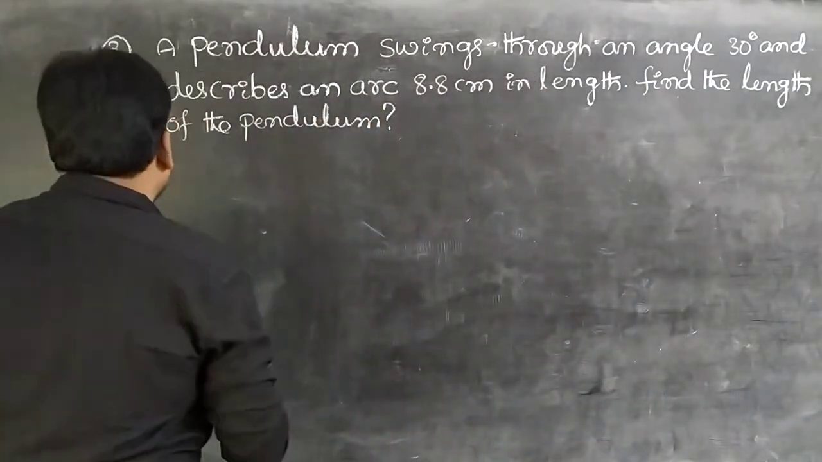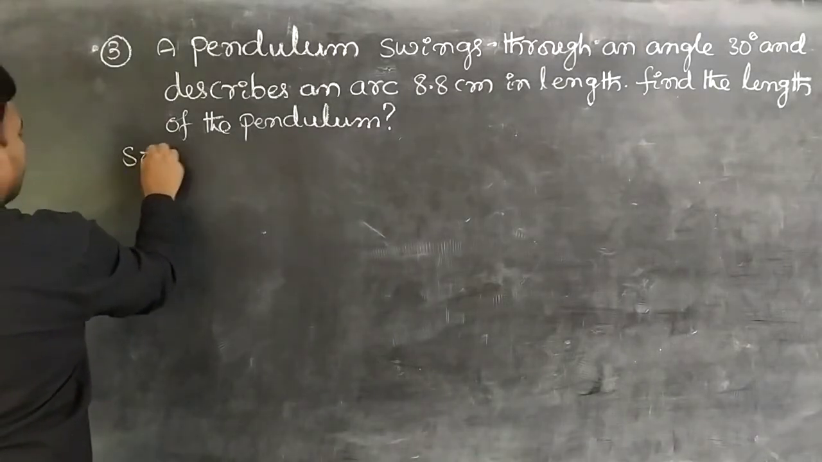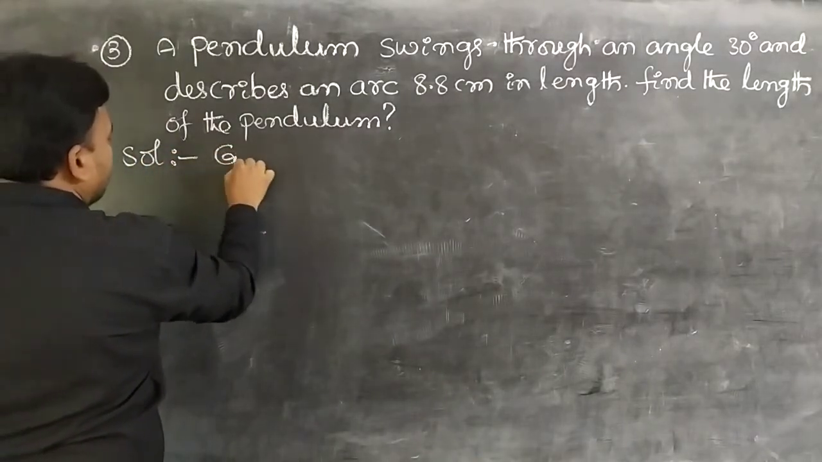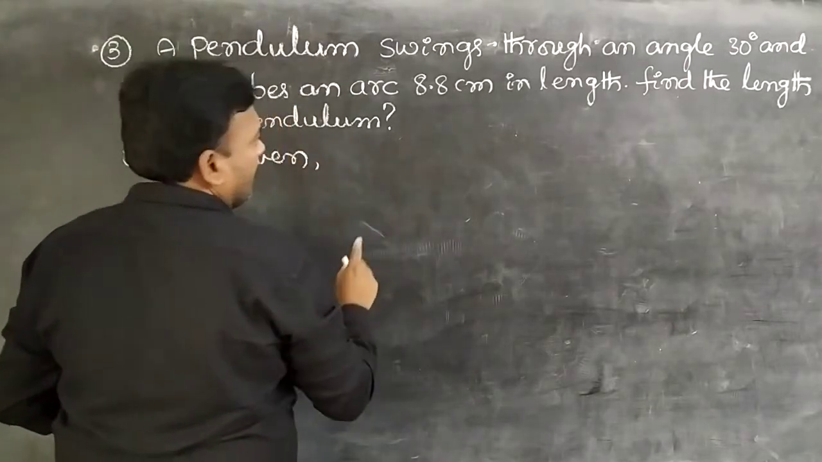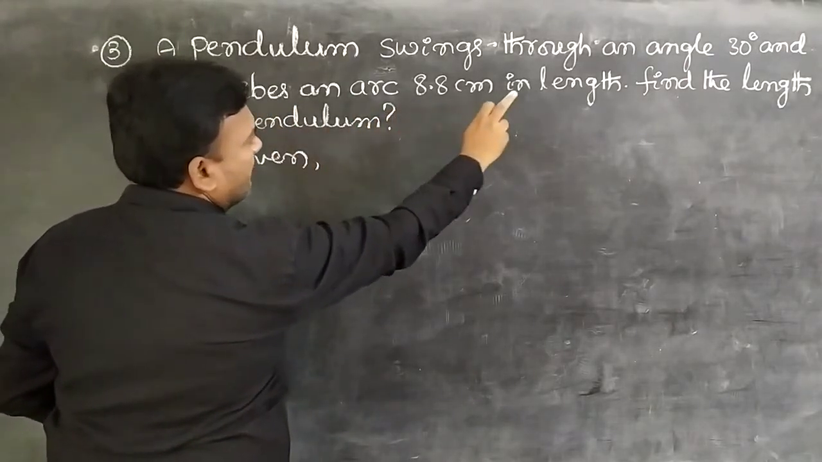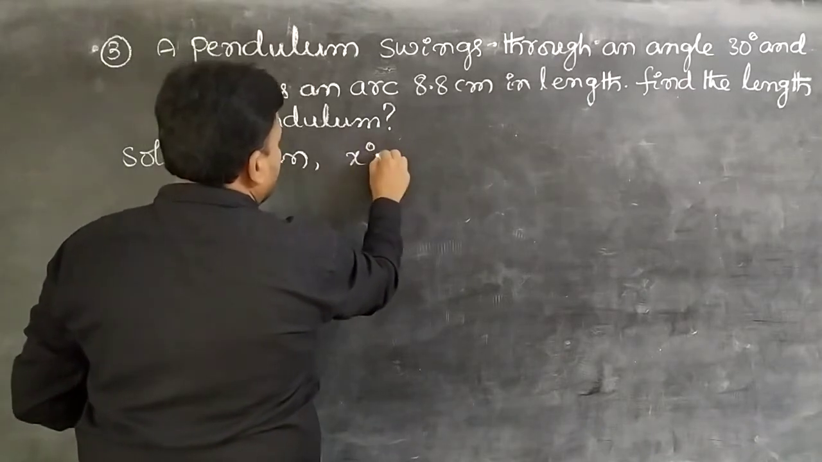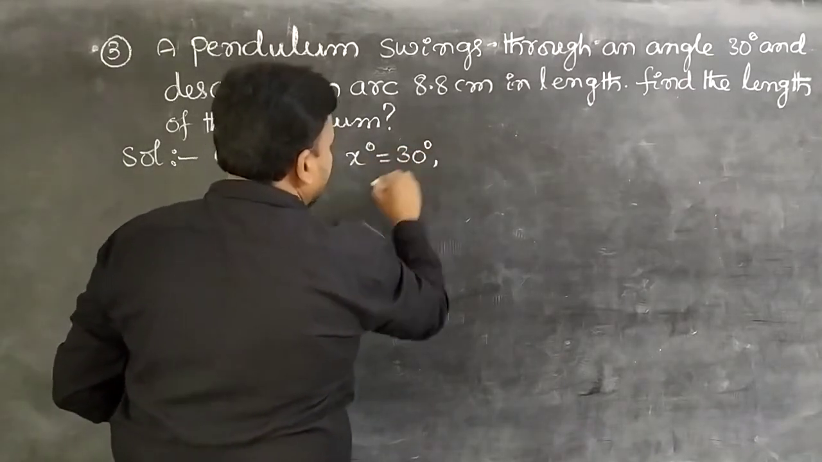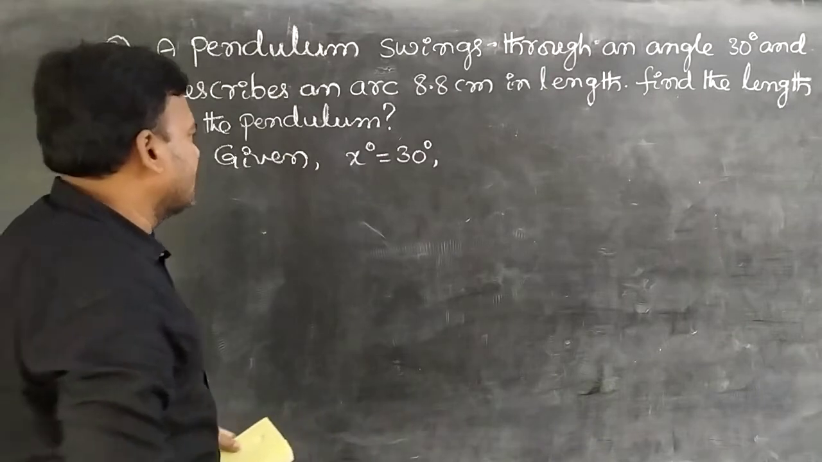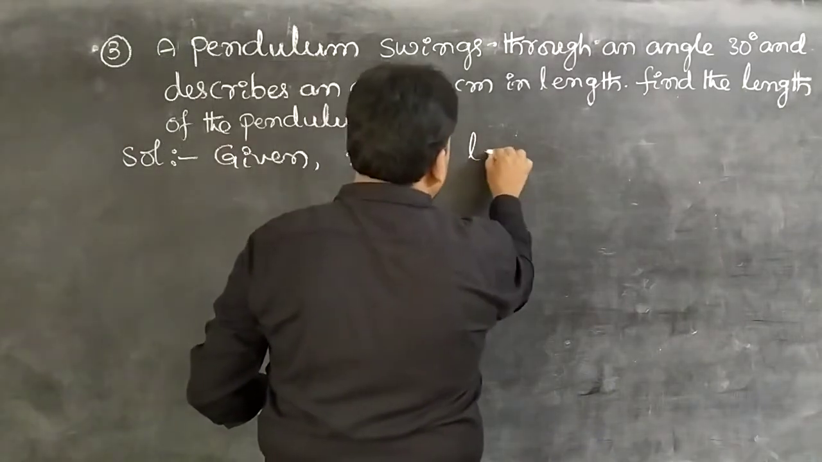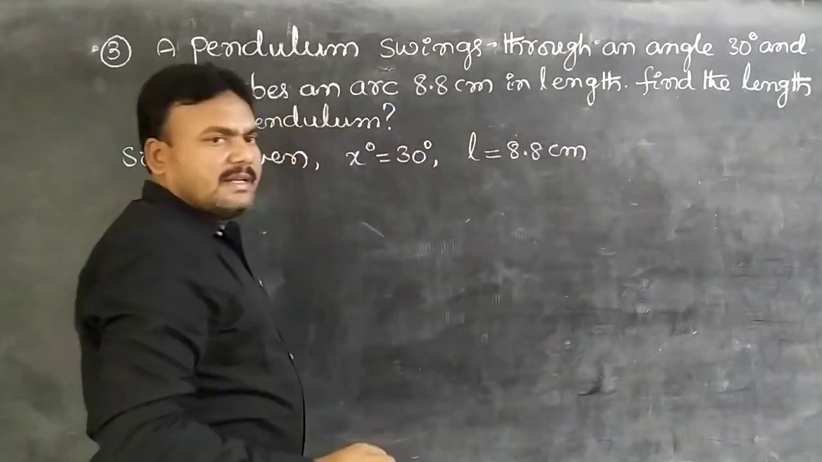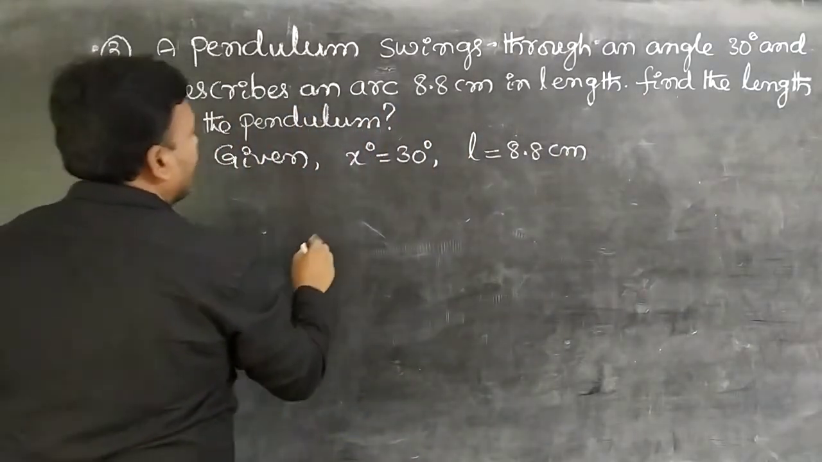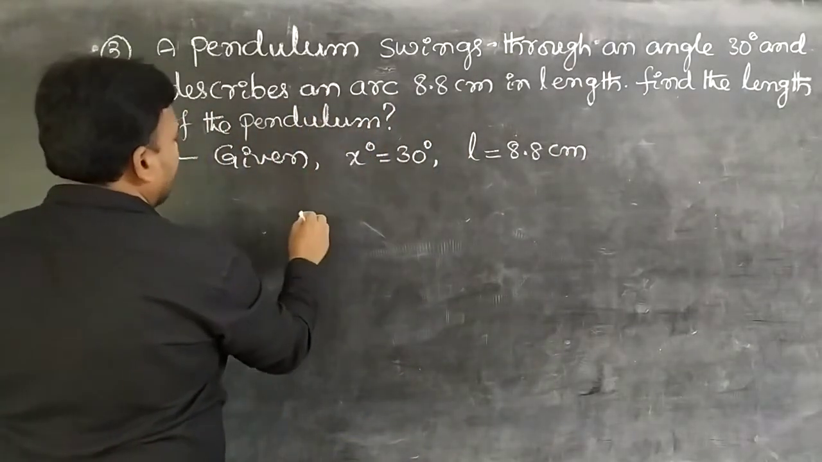Right, observe carefully here. Solution given. What is given? First of all, observe carefully, students. Given in a pendulum, okay, right. Angle how much is given? 30 degrees. x degrees equal to 30 degrees. Next one, length. l equal to 8.8 centimeters. Therefore, find the length, nothing but the radius, students.